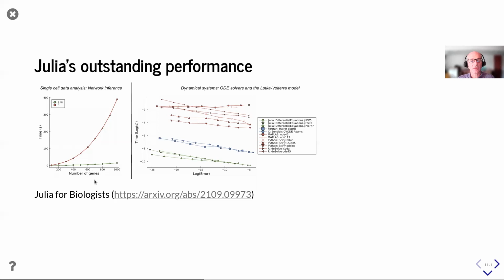And what you can see is that the Julia algorithm is really outperforming by the time you have quite a few genes, more than an order of magnitude R's performance on this particular task. Shown on the right is another comparison between Julia and, this time, several other programming languages, and it's a solution of a set of ordinary differential equations in that famous predator-prey equation I showed you earlier.